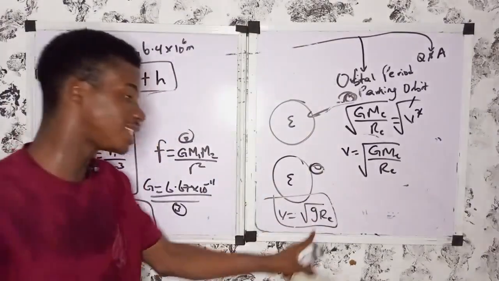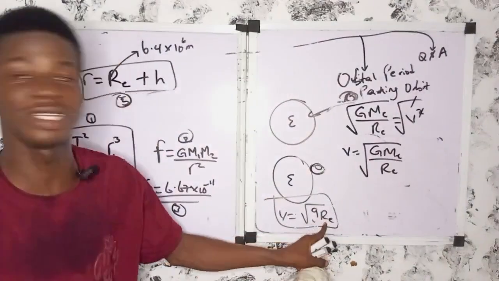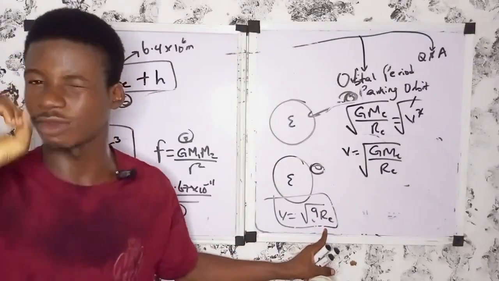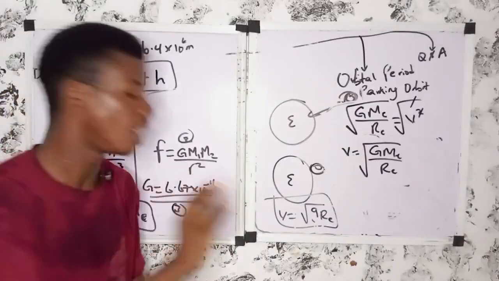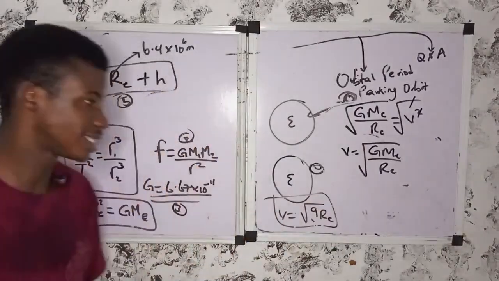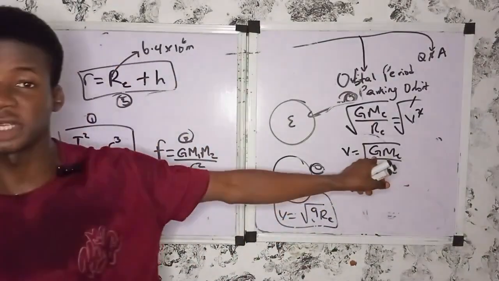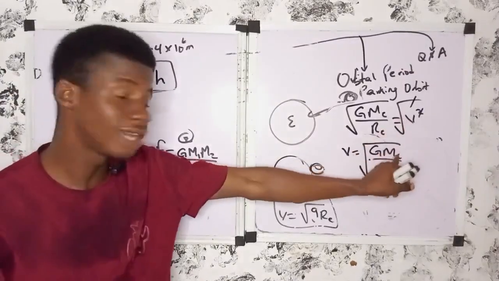You use this: g is 9.8 or 10, multiplied by the radius of the Earth. That's why I told you guys to take note of the radius of the Earth, which is 6.4 times 10 to the power 6 meters. If you just do it, then take the square root, you have your answer. You can still use this one: G is 6.67 times 10 to the power minus 11. The mass of the Earth is what?